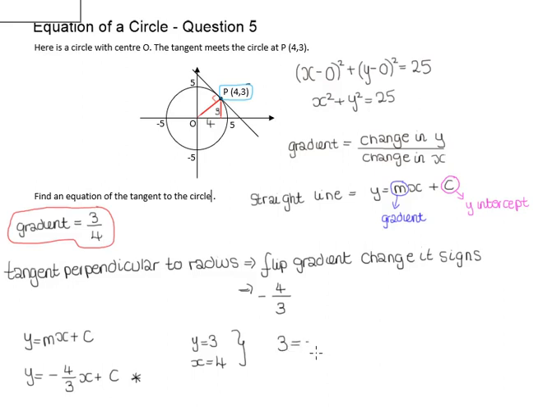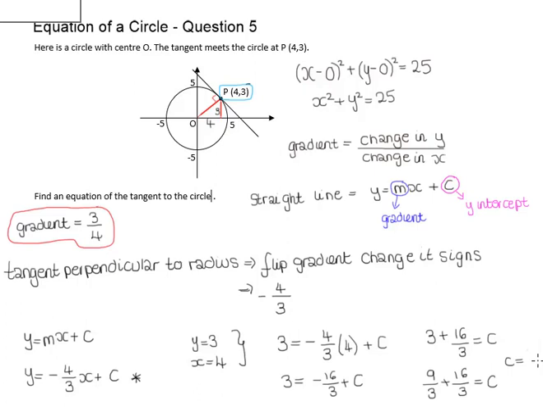We'll have 3 equals minus 4 over 3 times 4 plus c. Okay, upon simplification, I'm going to get 3 is minus 16 over 3 plus c. And if I rearrange this, I get 3 plus 16 over 3 is equal to c. Now, I've got to add a whole number and a fraction. The nice way to do this is to write 3 as 9 over 3, plus 16 over 3, which is c. And this gives me an answer of c is equal to 25 over 3.